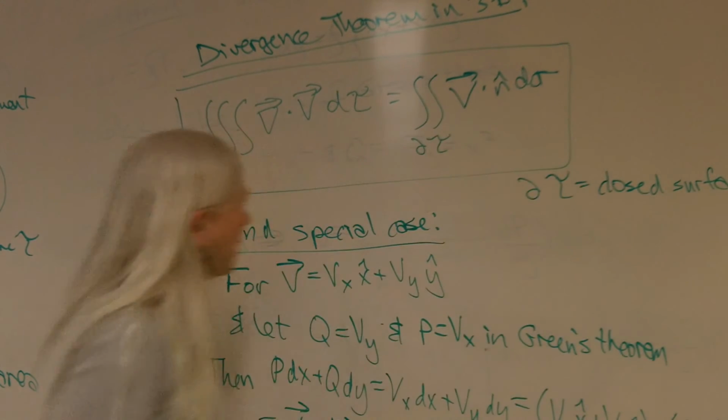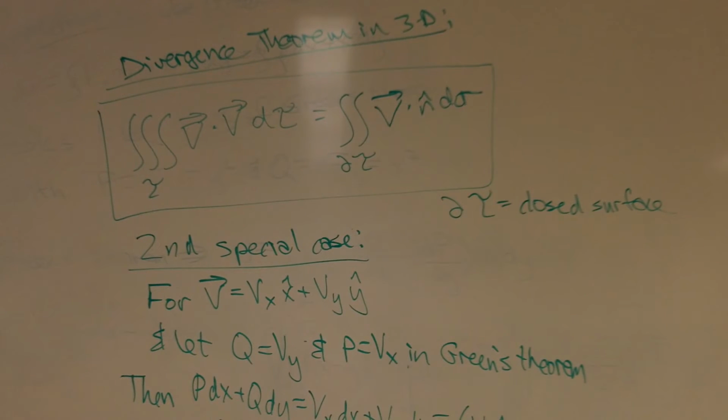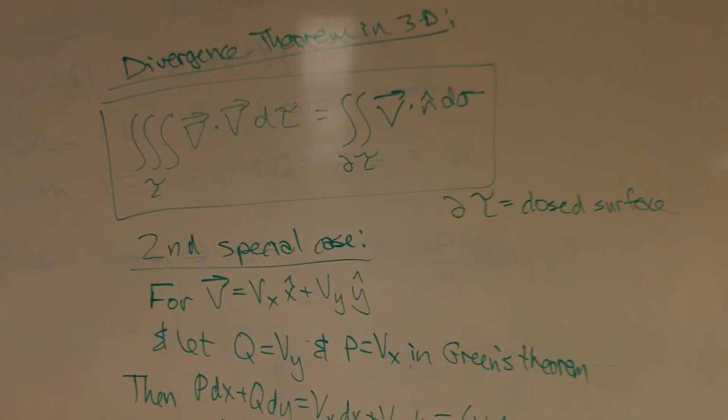Right? It forms the surface of some sort of volume. So it's maybe the surface of a sphere, or the surface of a cube, or the surface of a cylinder. All of those are closed surfaces in the sense that they join back to themselves.